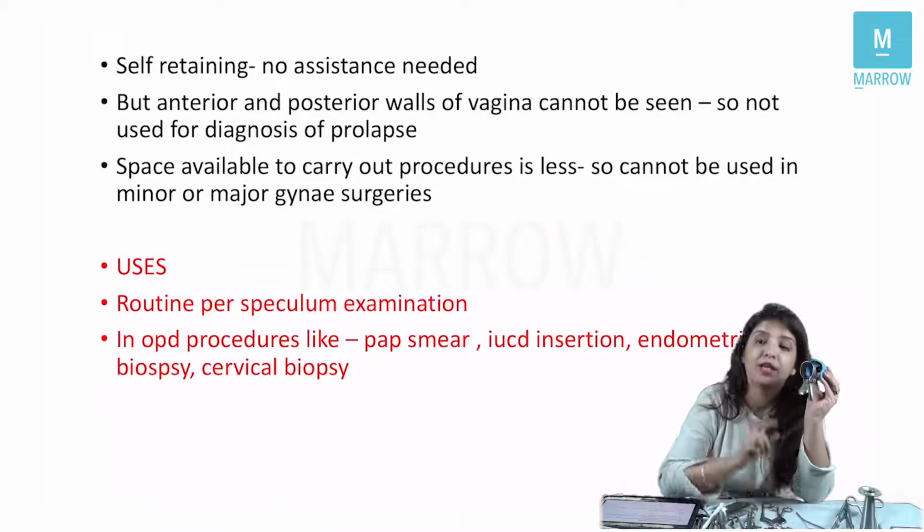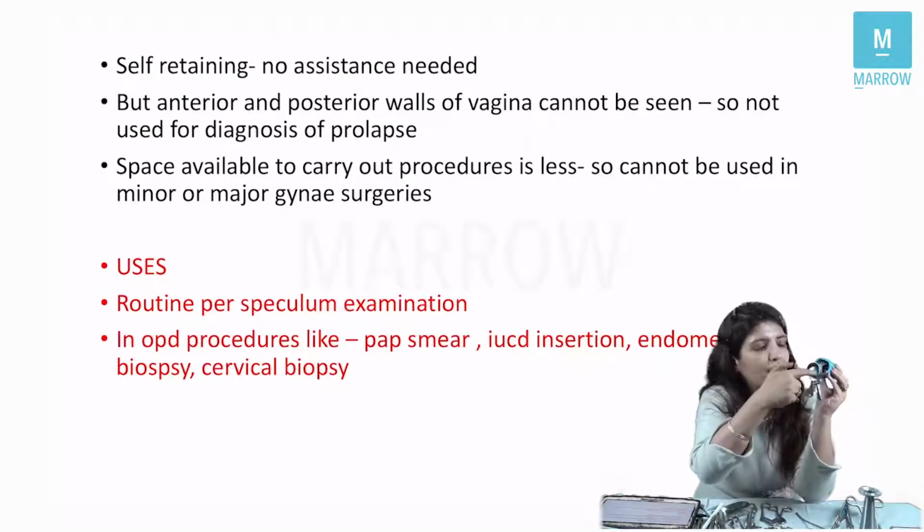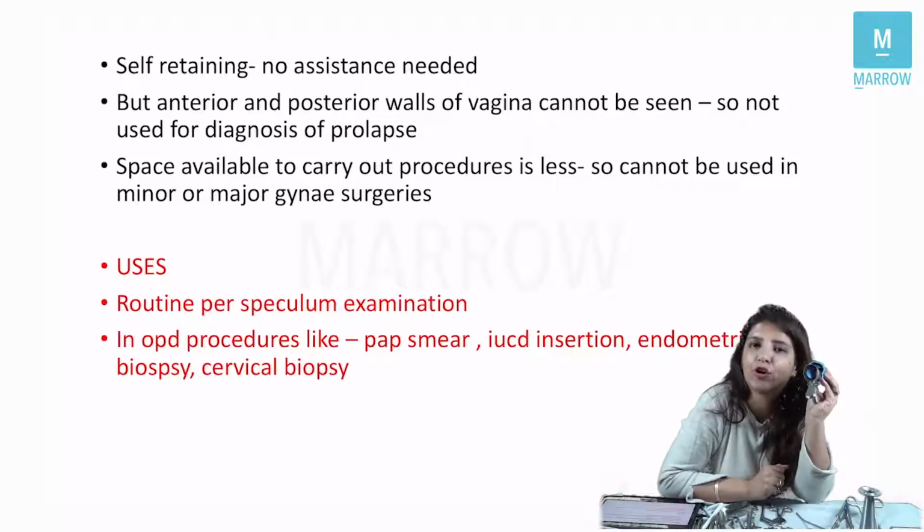The advantage of Cusco's speculum is that it is self-retaining. So it can be used for examining the cervix in OPDs, and it can also be used for minor OPD procedures, like if you want to insert an IUCD, remove an IUCD, do an endometrial biopsy, or a pap smear. But there are two problems with Cusco's also. One problem with Cusco's is that the anterior wall of the vagina and the posterior wall of the vagina cannot be seen.